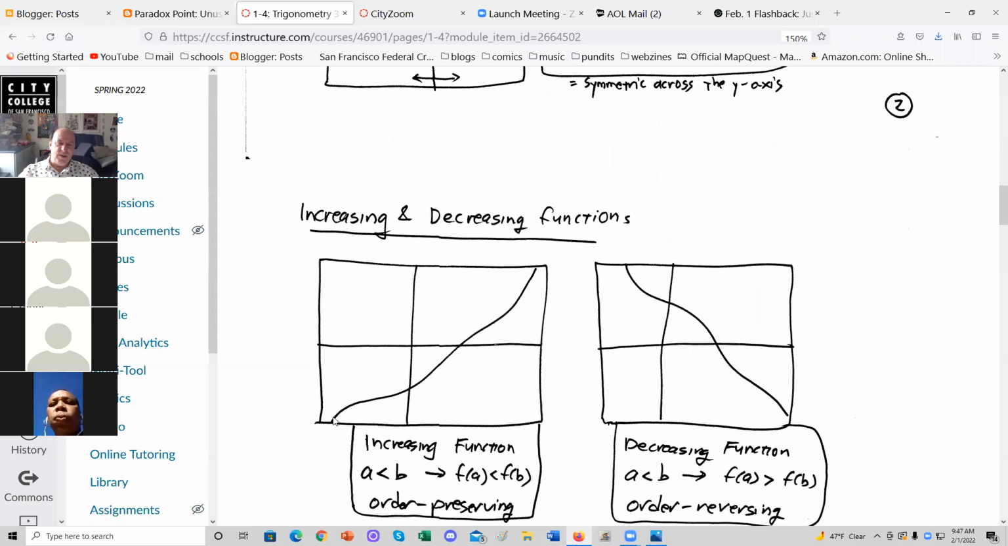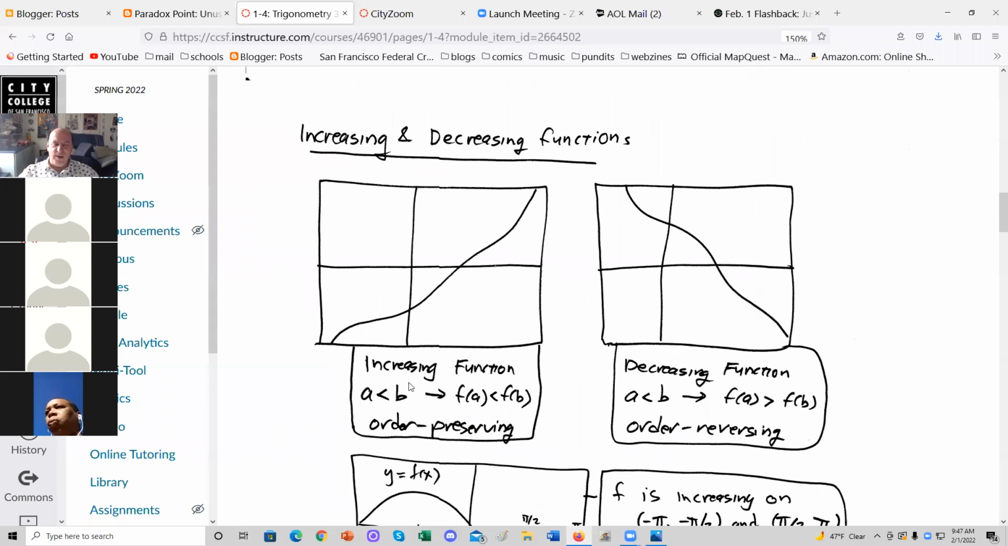Okay, increasing and decreasing functions. This function, the graph goes from lower left to upper right and never heads downwards. It's called an increasing function because when you increase the input, the output also increases. a less than b implies that f of a is less than f of b. So I actually prefer to call it order preserving. Here, this decreasing function goes from upper left to lower right. When you increase the input, you decrease the output. a less than b implies that f of a is greater than f of b. I prefer to call this order reversing. So here less than turns into less than, here less than turns into greater than.